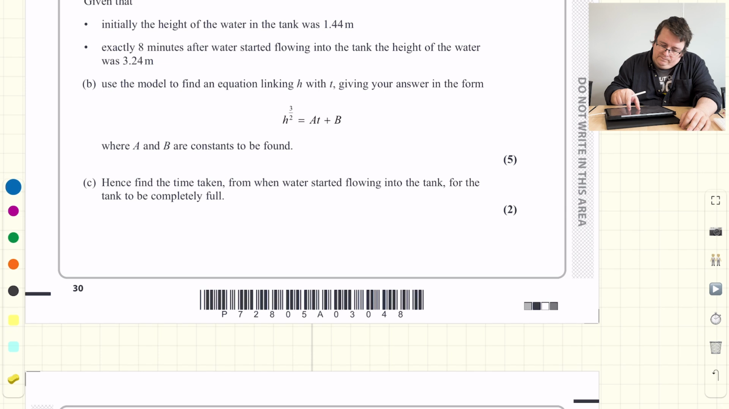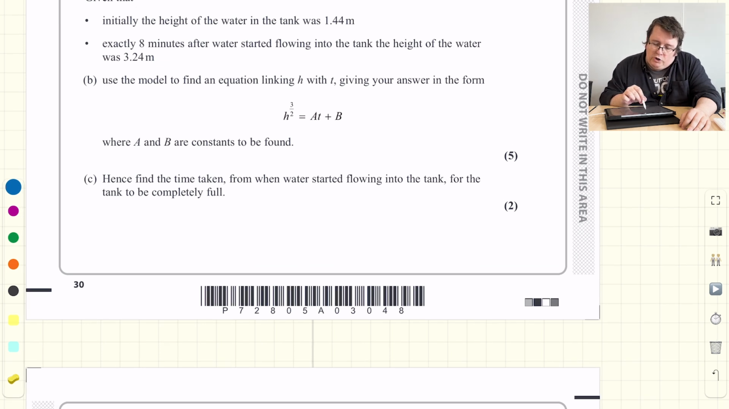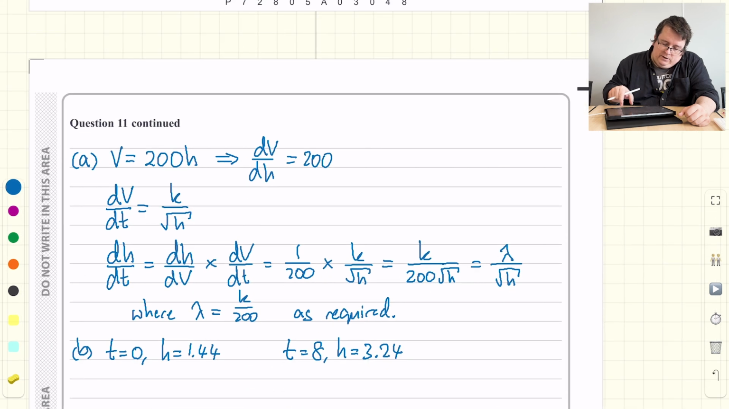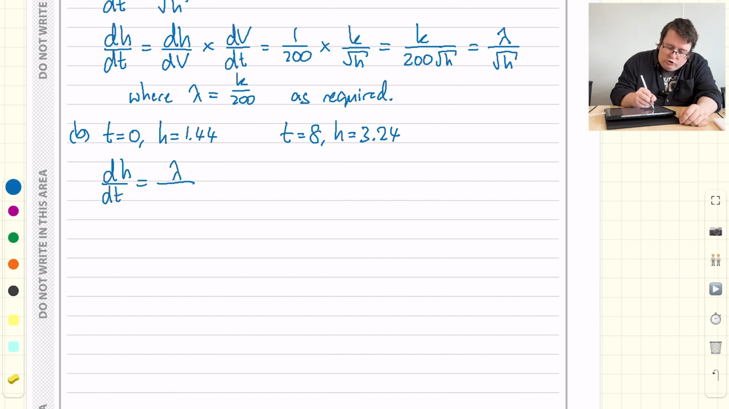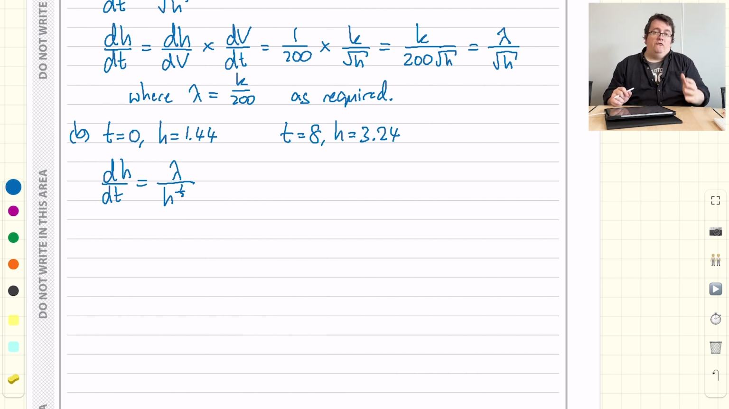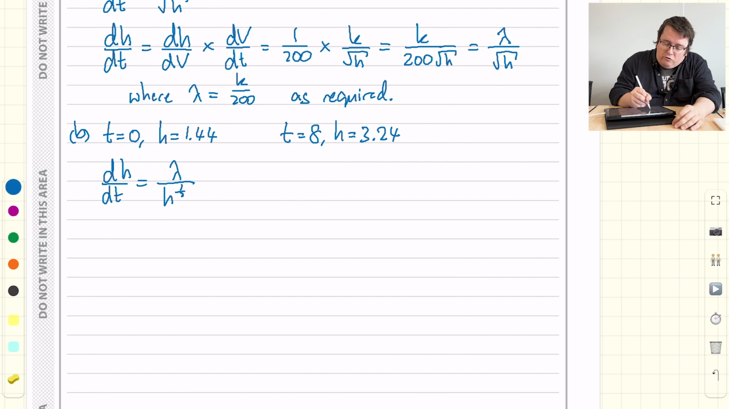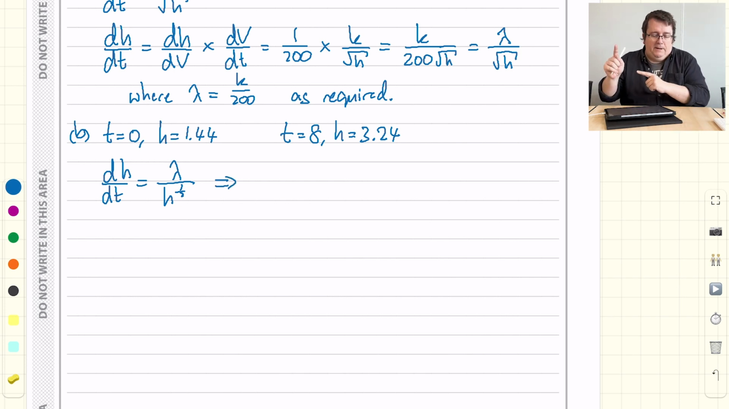Okay. Use the model to find an equation linking h with t, giving your answer in the form h to the 3 halves is equal to At plus B, where A and B are constants to be found. Okay, so we have dh by dt is lambda over root h, or h to the half. So we need to solve this differential equation. So first of all, we need to separate the variables. So I'm going to multiply up by h to the half and multiply up by the dt.